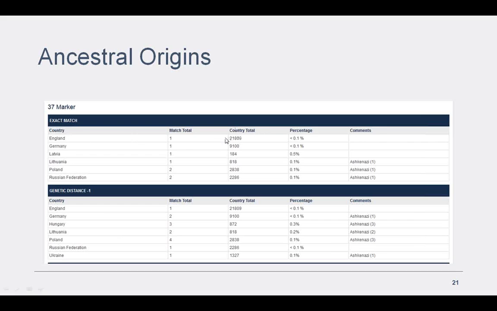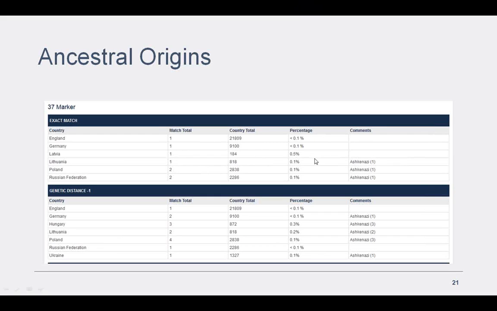So if I was to go and look at my brother's 67 marker section for this, there are going to be fewer than 21,809 people listed for England in the 67 marker section, because not everybody who's done 37 has also gone to 67. I don't know the exact percentage, and it probably varies by region, but it's usually going to be a smaller number of people who tested at the higher marker levels. So that's something neat that you can take a look at on your own pages.